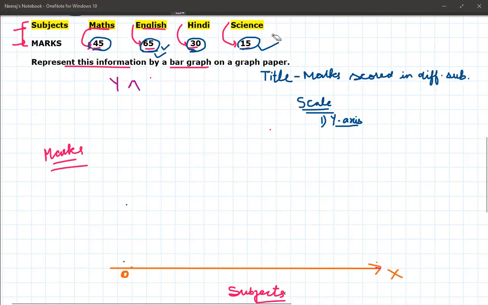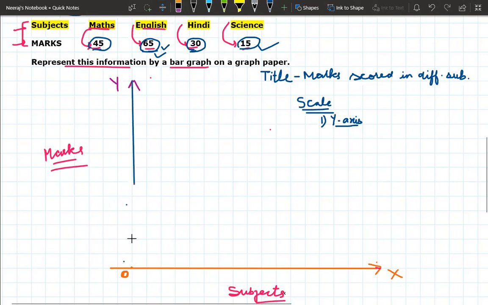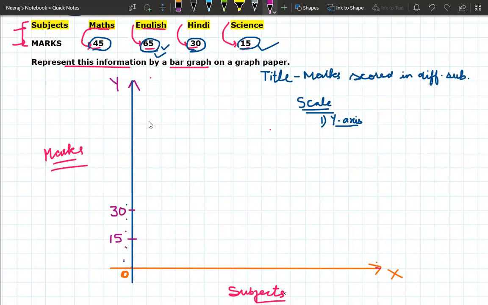So if you want to leave a gap of 2 blocks, how will it come? This time I'm leaving a gap of 2. Earlier I left a gap of 1, now I am leaving a gap of 2. So I'm going to leave 2 boxes, 1, 2, then I'm making a number 15. Again you have to leave 2 boxes, then write 30. Multiples of 15 we are going to write so that every time you will get the same difference.